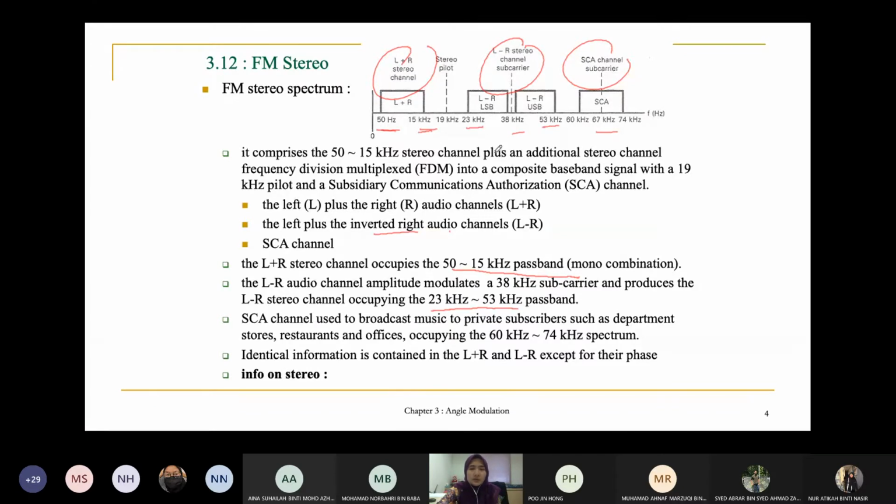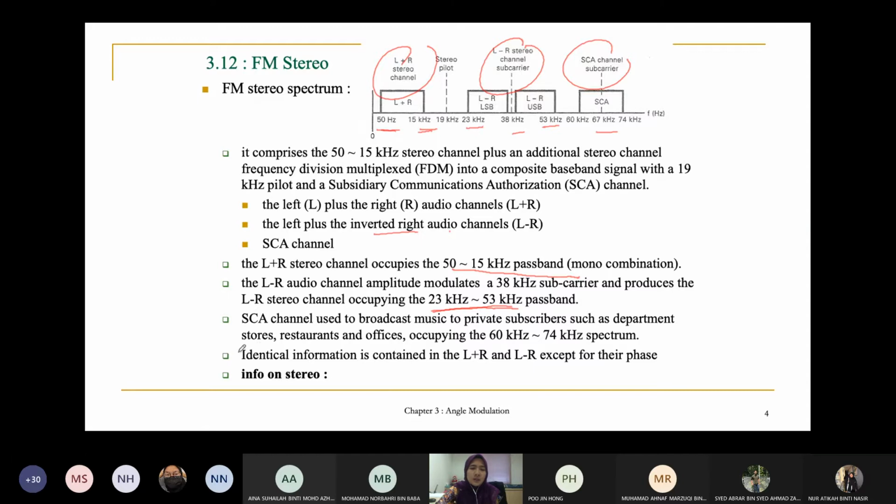In theory, it doesn't involve any calculation at all. This is just the application of where angle modulation is used. So actually you don't need to go into detail on how you get these values. And the last channel we have is the SCA channel. I already explained this before. The function is used to broadcast music to private subscribers, and the frequency is from 60 kilohertz until 74 kilohertz.